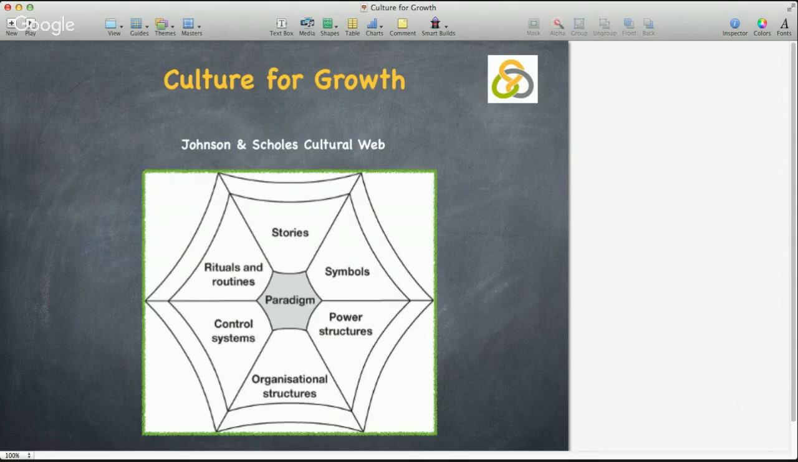Power structures. These are likely to be associated with key constructs of the paradigm. The most powerful managerial groupings in the organisation are likely to be the ones most associated with core assumptions and beliefs about what is important.